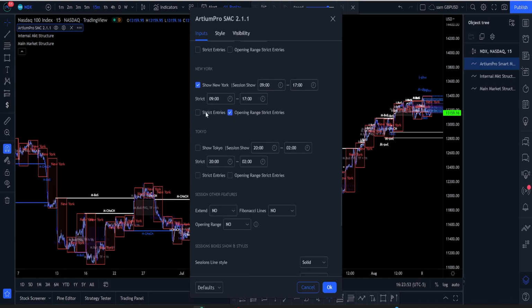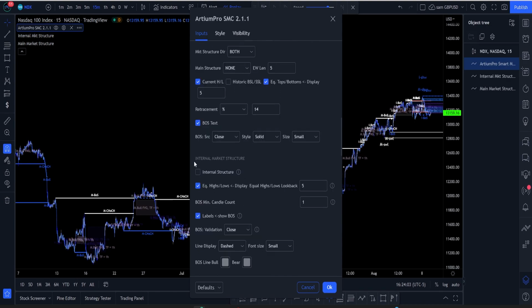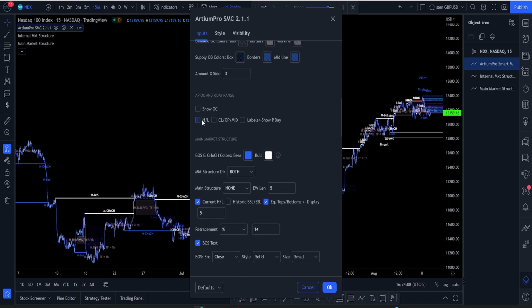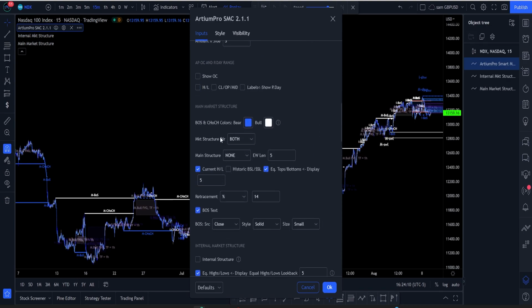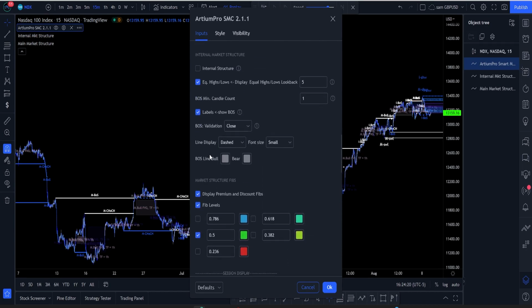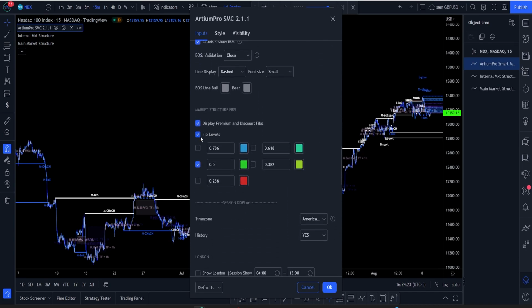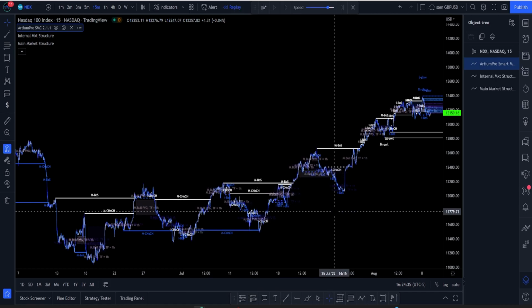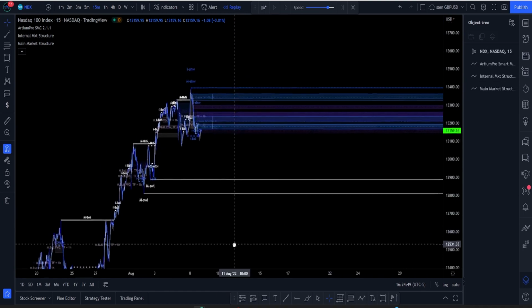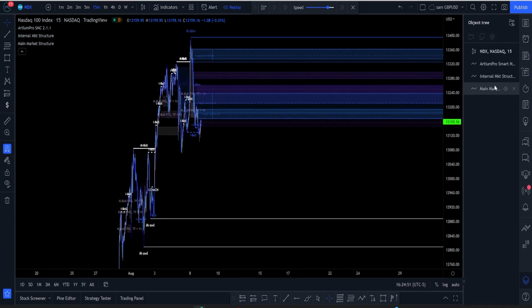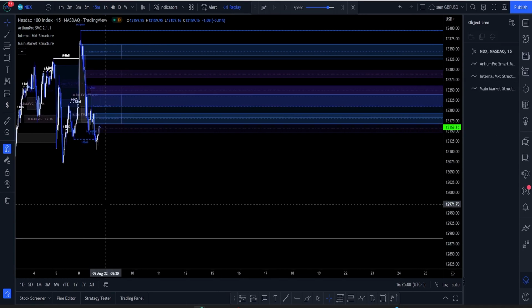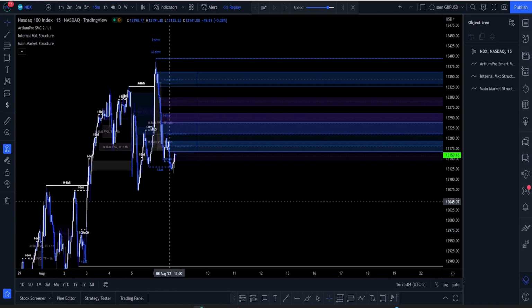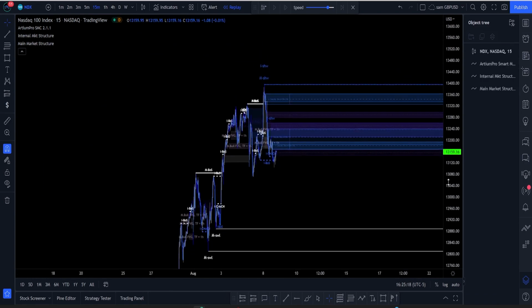So we're going to turn off sessions, turn off internal structure, turn off main structure, order blocks, internal structure, main structure. It's main structure fibs. We can leave that on. Let's see what that looks like. So yeah, as you can see, once we get into the current price action, we have the order blocks and fair value gaps there, looking for those mitigation points.